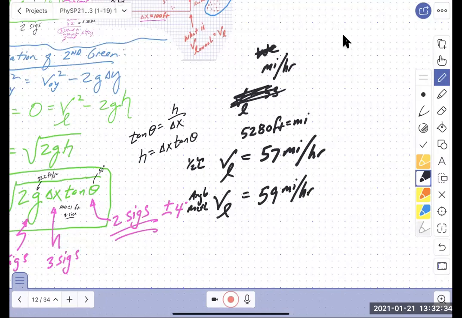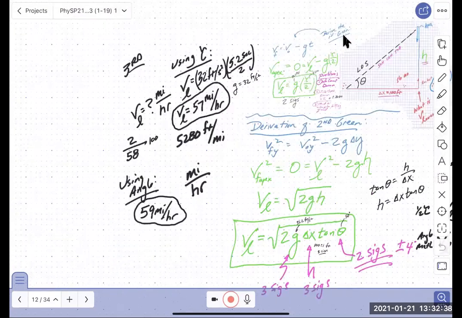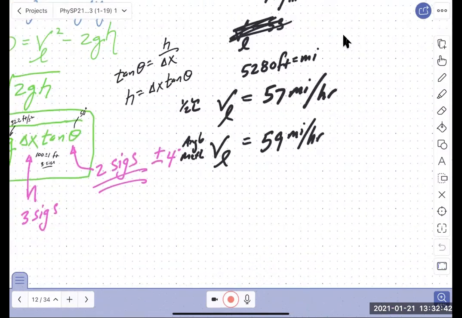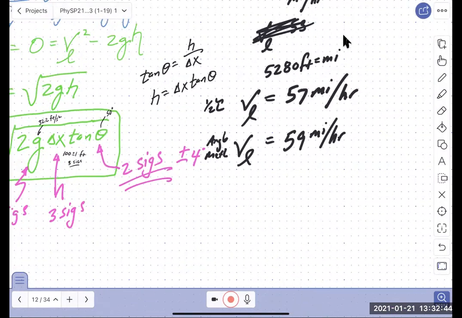So 57 miles per hour using the half tau method. And just to show you, that is what second hour got. And then 59 miles per hour using the angle method. I prefer the angle method because of not being able to give a countdown on the launch. I can't say 3, 2, 1, go. If I could, I would go with the timing.